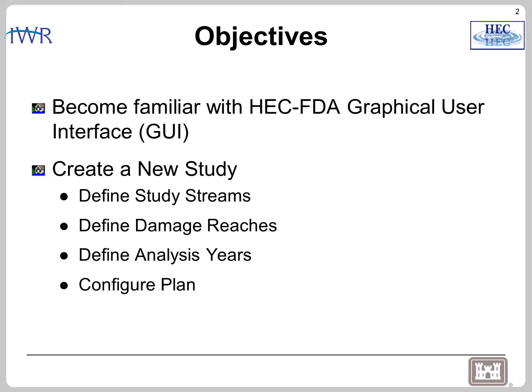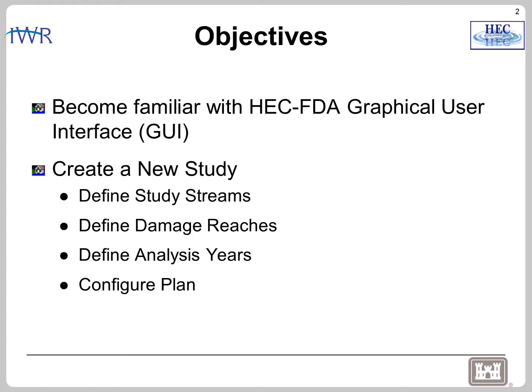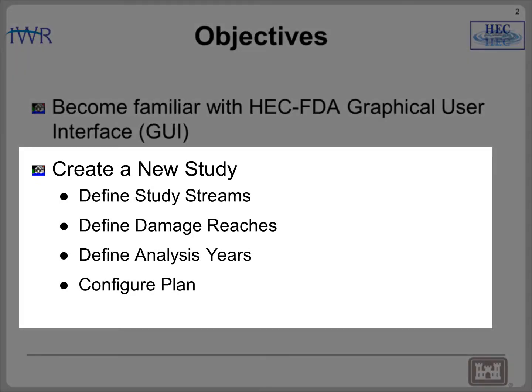In Workshop 1, the main objective is for you to become familiar with using the HEC-FDA software and the organization of the graphical user interface. We will do this by creating a new FDA study. In your new study, your goal is to define the following study components: define the study stream, damage reaches, analysis years, and configure the project plan.